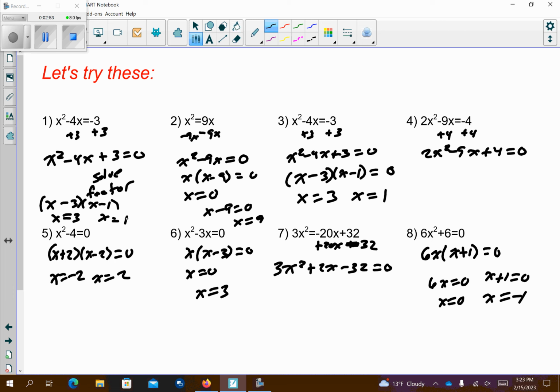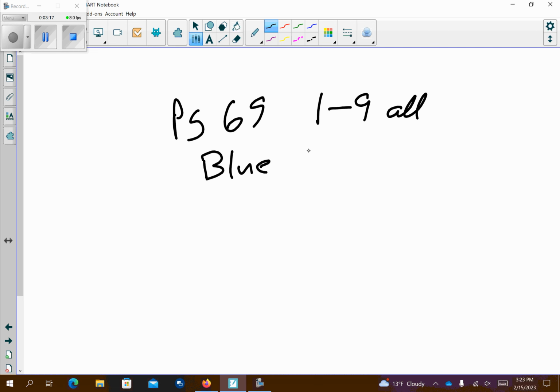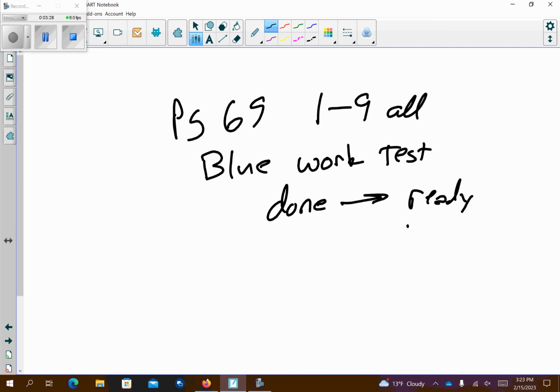What I would like you to work on, just to make sure you feel comfortable with it, is I would like you to do page 69, 1 through 9 all, and then make sure your blue take-home test, practice test, is done. Be sure you're ready for Friday, which is the test. And if you have the blue sheet, you can use it on the test.